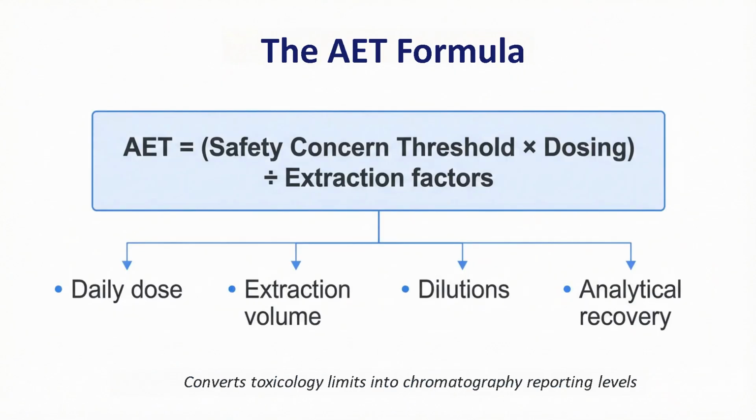Behind the scenes, there's a straightforward calculation. We take the toxicological limit, often called the safety concern threshold. Then we factor in daily dose, extraction volumes, dilutions, and method recovery. All of this converts a toxicology number into something analytical, a reporting level on your chromatogram. In other words, the math translates patient safety directly into lab action. It's where science and practicality meet.